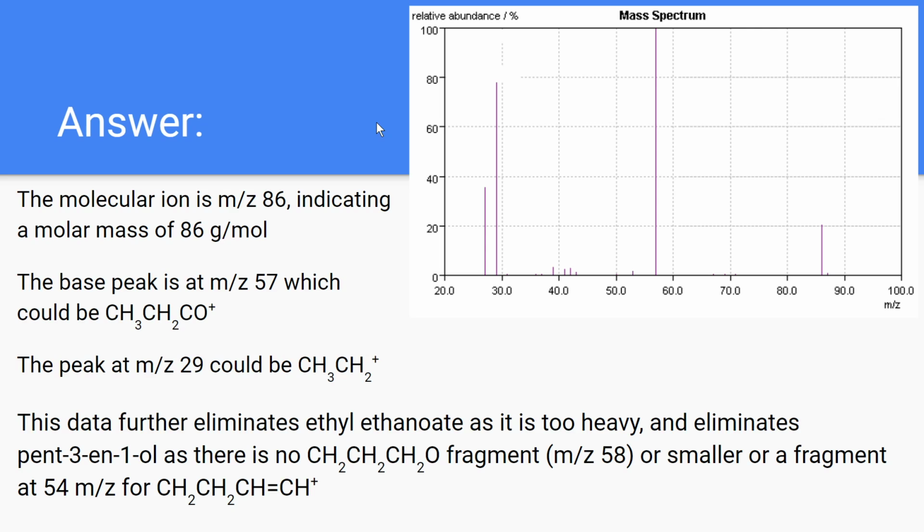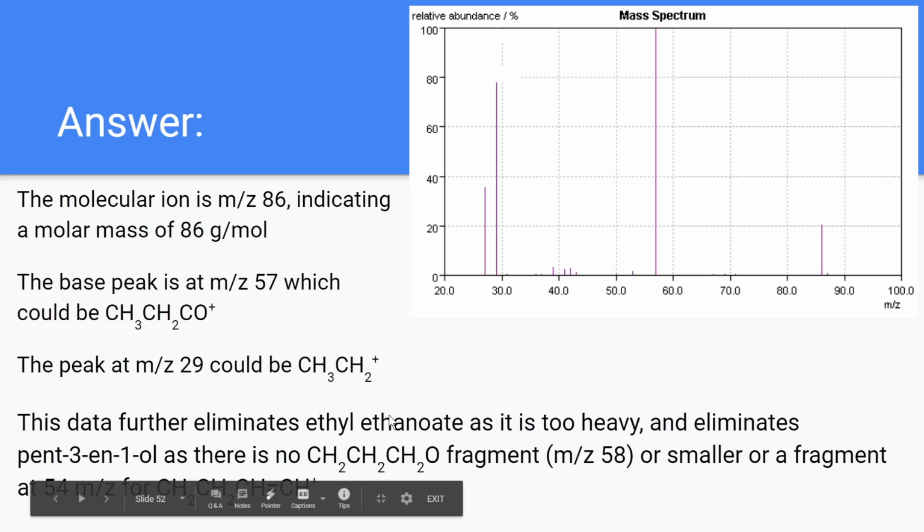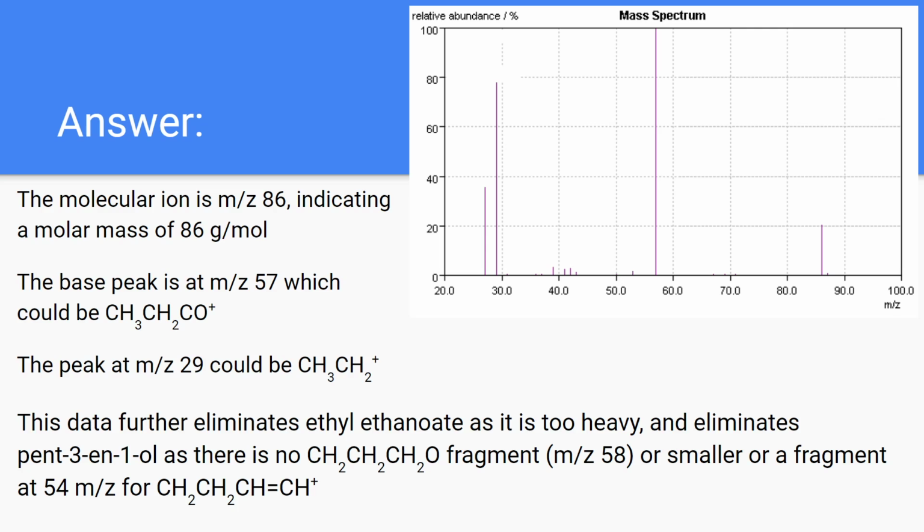Here we have the mass spectrum. The molecular ion is at m/z 86, indicating a molar mass of 86 grams per mole. The base peak, which is the highest peak, at 57, which could be this. The peak at 29 could be CH3CH2+. Remember, these have pluses. This data further eliminates ethyl ethanoate as it's too heavy, and eliminates pentan-3-one as there is no fragment at 58 or smaller, or a fragment at 54, which is this fragment.